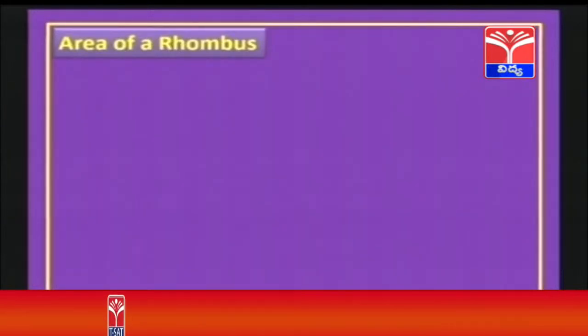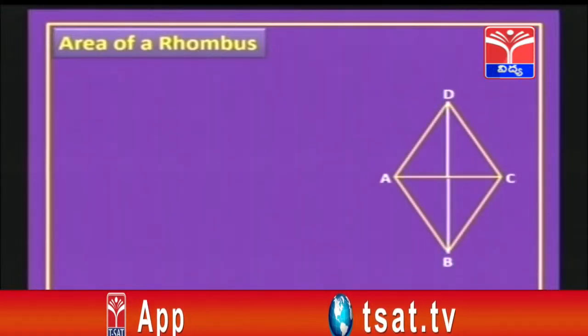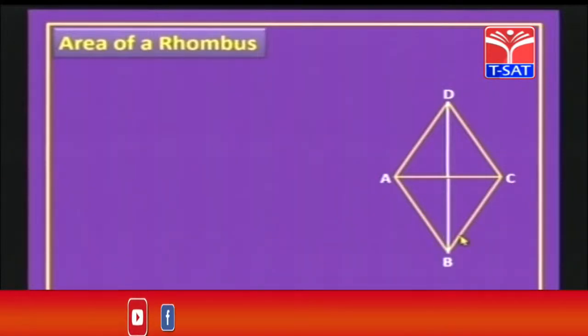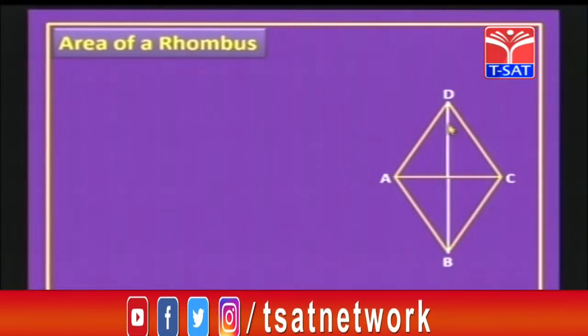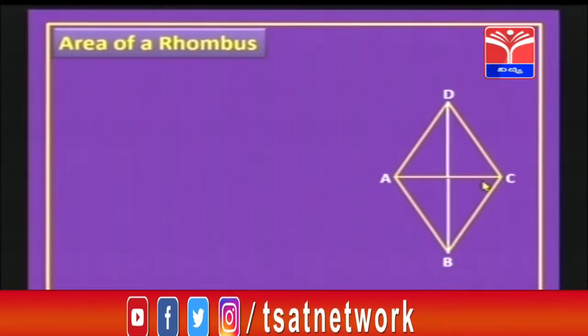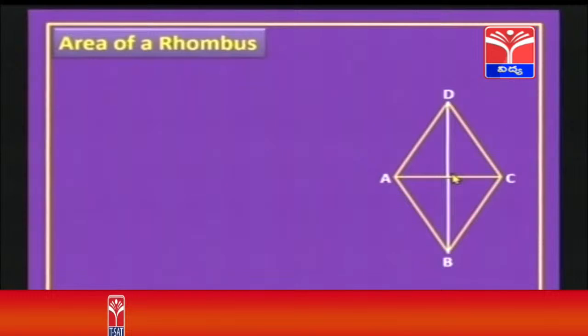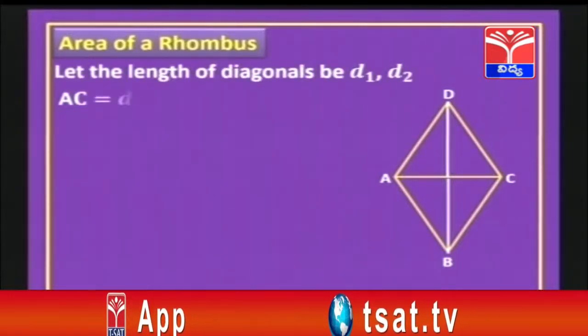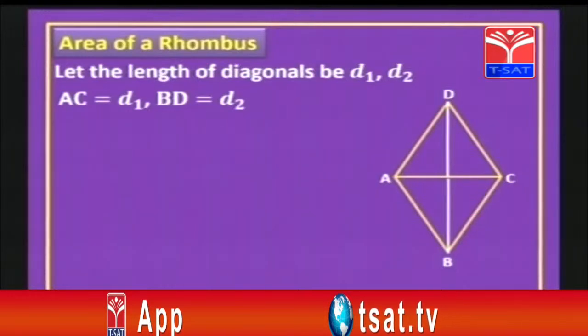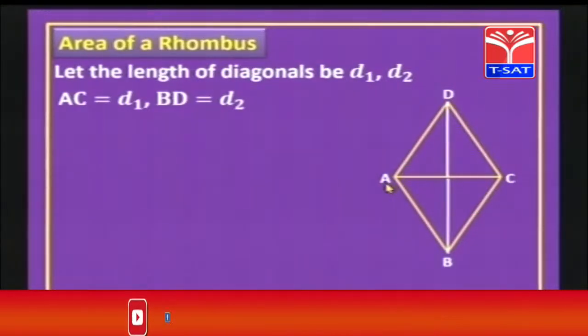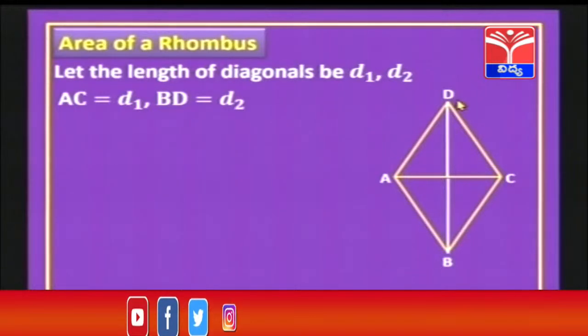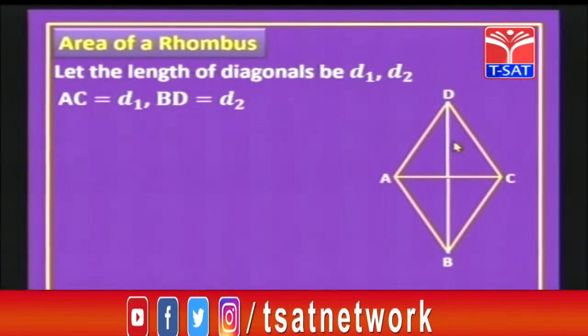So next we are going to learn about the area of a rhombus. This ABCD shown on your screen is a rhombus. Why do we call this a rhombus? A rhombus is a four-sided figure in which all the sides are equal and the diagonals bisect each other perpendicularly. So this is a rhombus. Now let us assume the lengths of the diagonals as D1 and D2. That means one of the diagonals, AC, is D1 and the other diagonal, BD, I take as D2.